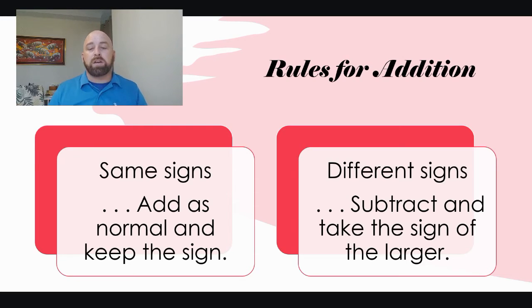Now this one gets a little trickier. When you have different signs, what do you do? You subtract and take the sign of the larger. Whoa, wait a second. So when I'm adding in algebra, I actually have to subtract sometimes? Yes. So here's the rule. If you have different signs, so one is plus, one is minus, you subtract, and then you take the sign of the largest.